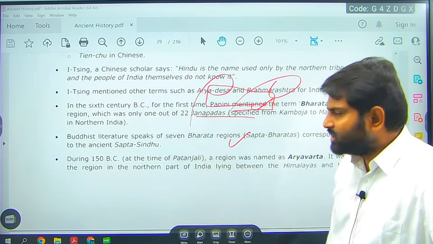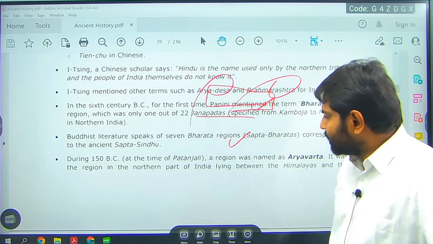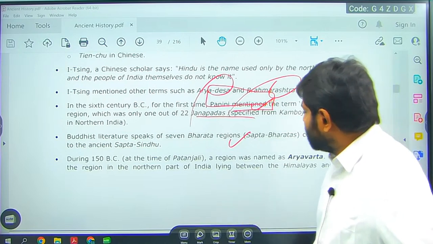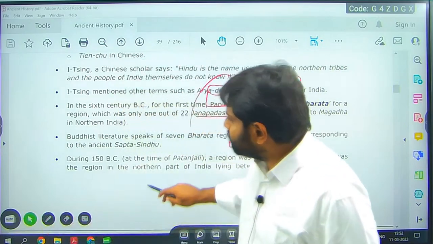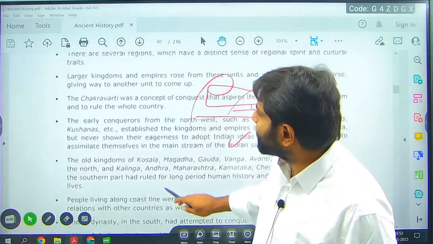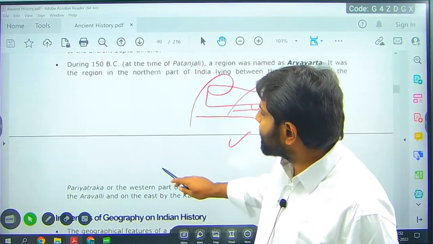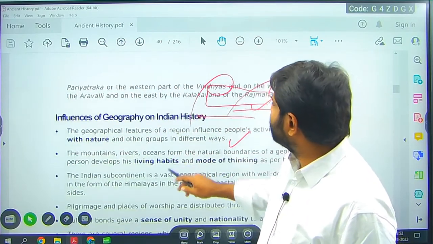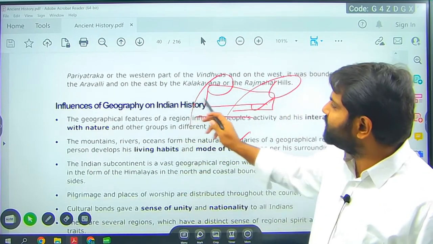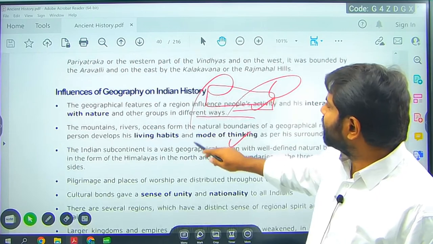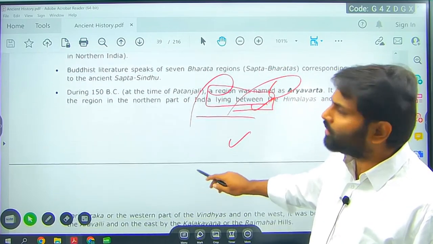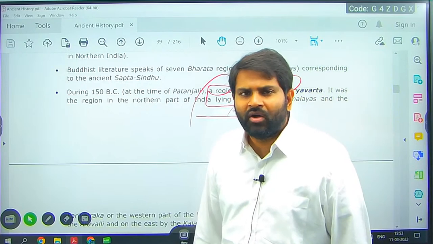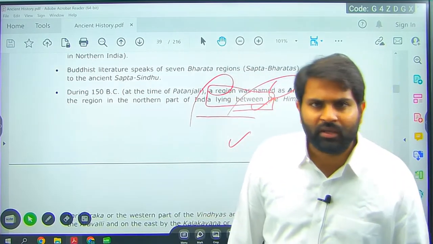Again, during 150 BC, at the time of Patanjali Yoga, a region was named as Aryavarta. It was the region of the northwestern part of India, lying between the Himalayas and Paryartraka, or western part of the Vindhyas, and the west. It is bounded by Aravali, and in the east by Kalakavana or Rajmahal Hills. This is Patanjali's identification of India. So if you look at the local texts, the Bharata word is used. If you take foreign words, different words like Hindu, Sindhu are being used.